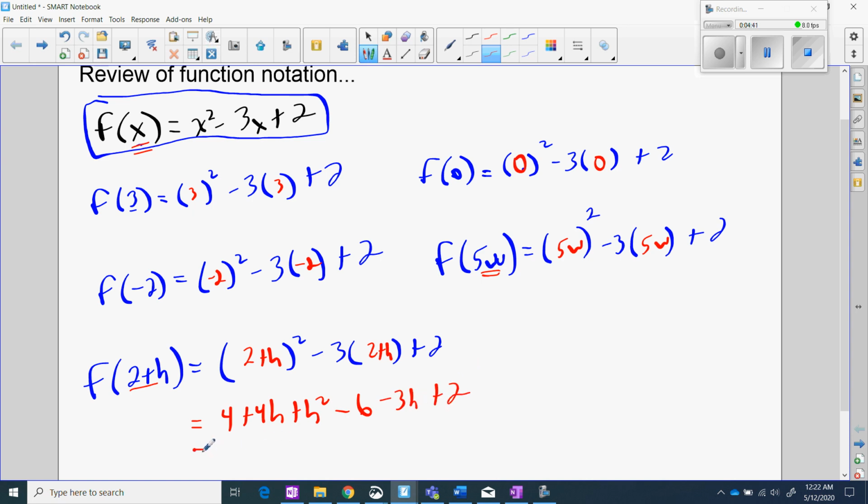Got a few like terms here, so I could collect, just the 1h squared, but I do have a negative 3h and a plus 4h. So those could be combined to give me plus h. And I've got a plus 4 and a plus 2. There's a simplified version of f at 2 plus h. Just do one more quick one. What if it was f at, I don't know, x minus 2h?